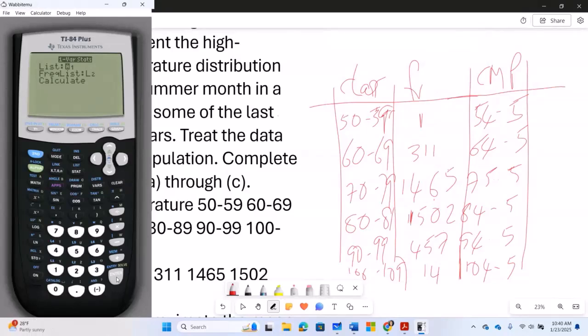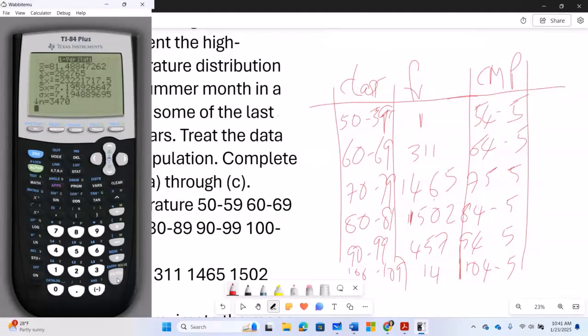So the class midpoint is in my L1, frequency is in my L2. So everything is right. Remember, we have frequency. Okay, I'm going to clean this. Let me clear L2. Let me clear that frequency. And so in the frequency list, there is nothing there right now, but it's your responsibility to show your calculator that you have frequency in L2. Your responsibility. Then you calculate. So I'm going to calculate.